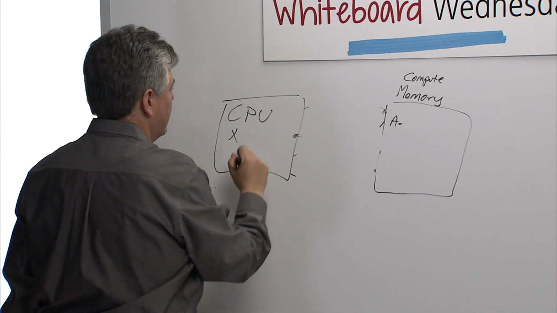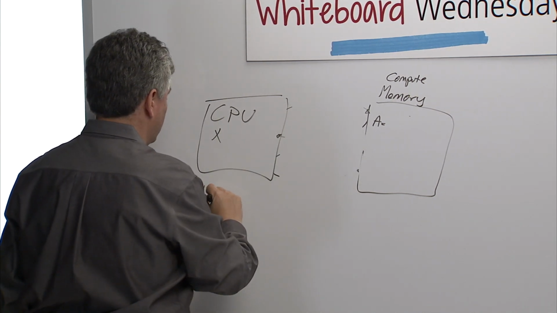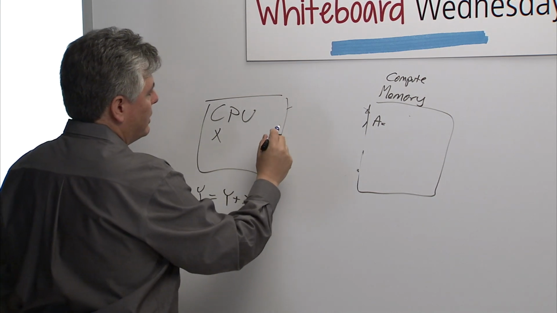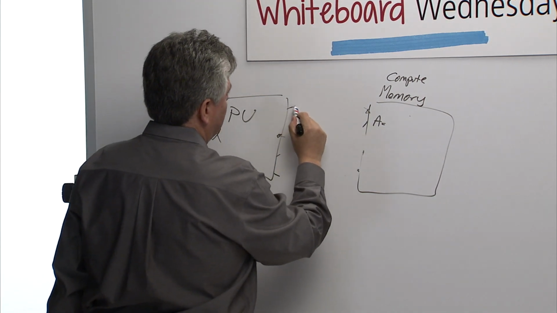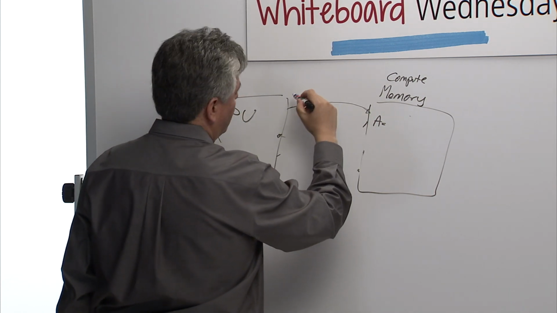Right, so I have my value x over here, and I want to do y equals y plus x. So what I can do is send a single transaction, which will be accumulate. Let's call it accumulate.